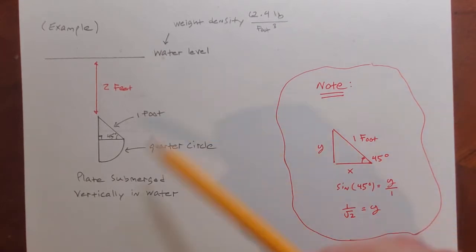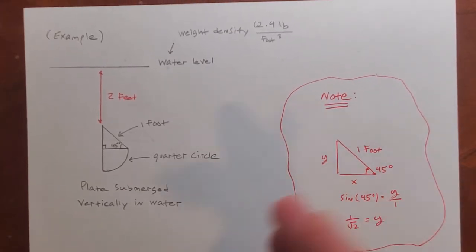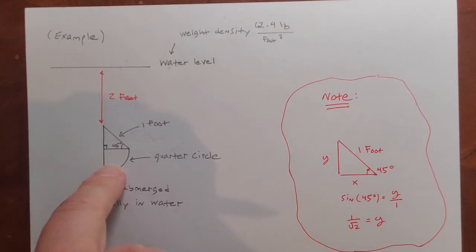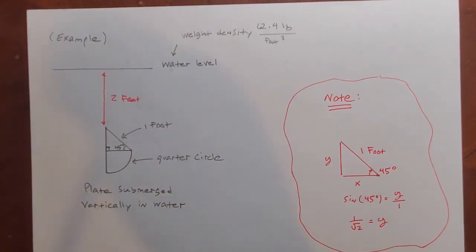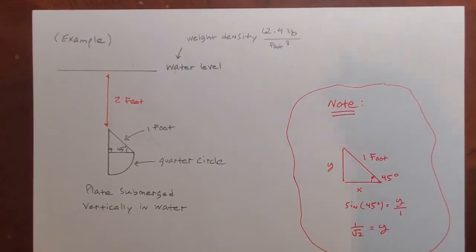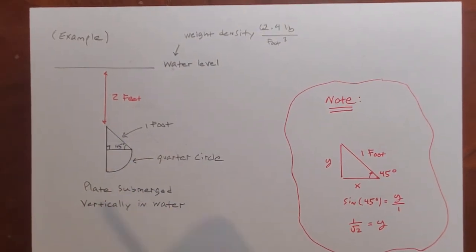Because it's in water, there's pressure on the plate, and our question is, what is the total force of the water on one side of the plate? Or if you thought, well, this is some crazy looking car door, what's the force of the water on one side of the door, the part that's exposed to the water? So this plate is flat and it's submerged vertically in water.